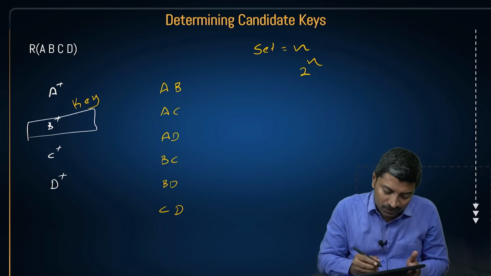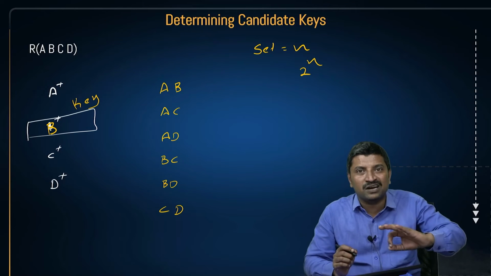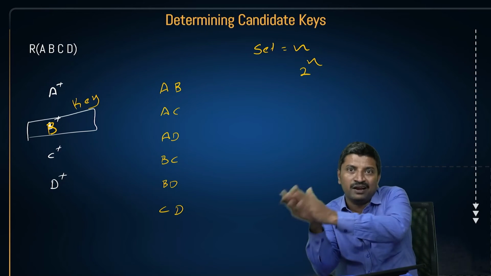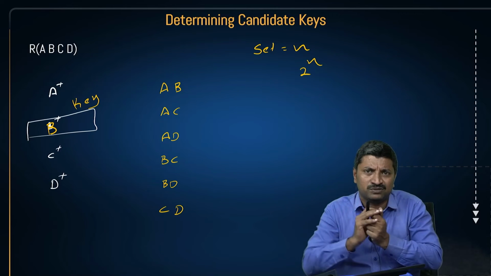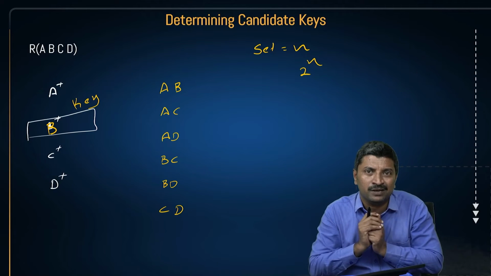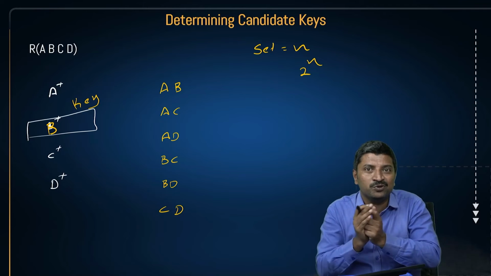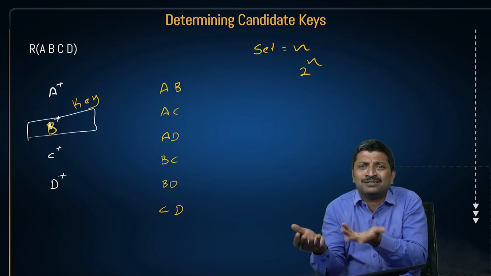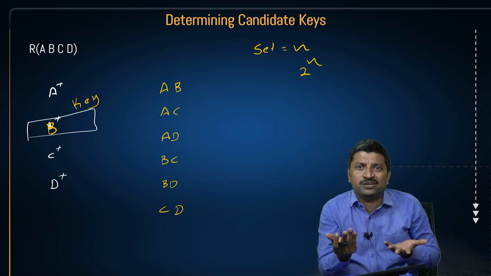Now look here. B is already a key. So if I add any more attributes, surely it will be a key because B can find all the values. But it cannot be a candidate key. Why? Because the extra attribute which we added is waste, an extra one. So even if I remove it, there is no loss to my key property.